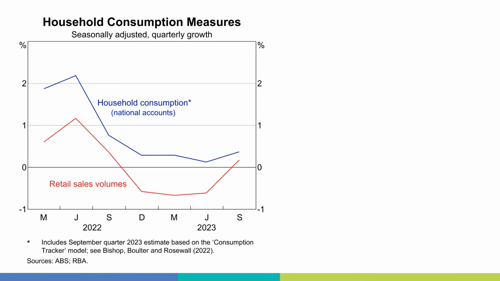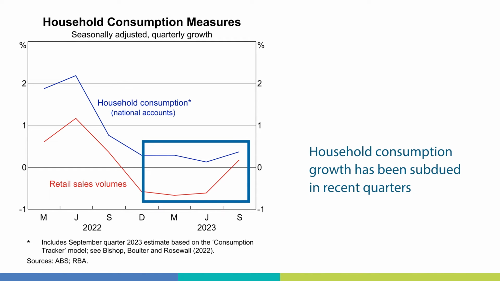As we can see in the graph, household consumption growth has been subdued in recent quarters. The blue line represents overall household consumption of goods and services, while the red line represents household spending at shops like supermarkets, department stores and cafes, also known as retail sales. The slowdown in growth has been due to lower spending on discretionary items, such as luxury goods, while growth in the consumption of essential goods and services has remained steady.